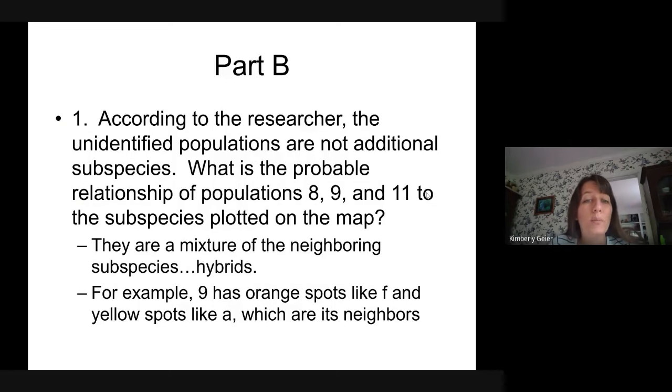So these unidentified populations are a mixture of the neighboring subspecies. They're hybrids. So for that number 9 that I pointed out, it has orange spots like F and yellow spots like A, which are its neighbors. So A and F subspecies reproduced and had this salamander number 9.